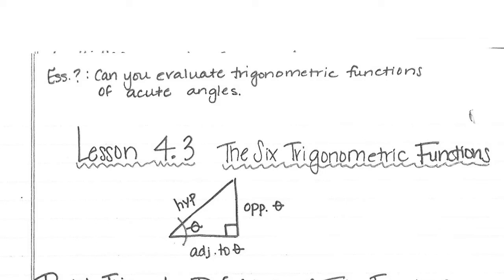All right, we're getting moving on the 6 trig functions, but we're going to look at it the way that you're used to looking at it using SOH CAH TOA. So we are in lesson 4.3. We're working with 6 trig functions, trigonometric functions. Our essential question is, can you evaluate trig functions of acute angles?